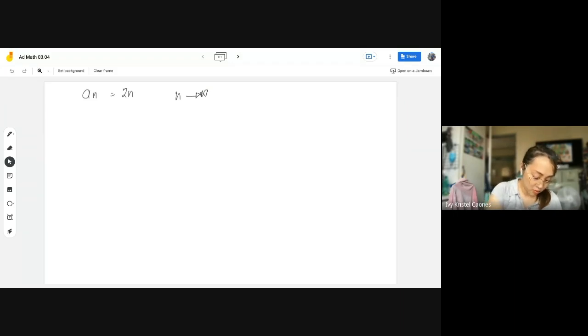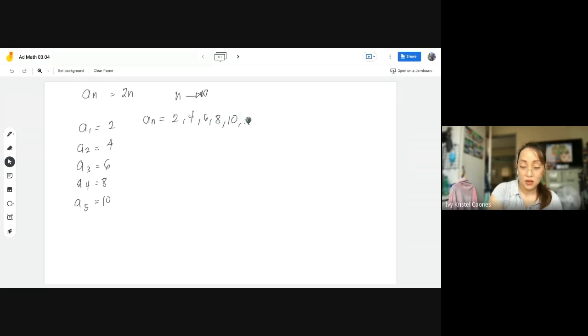So a sub 1 will be 2, a sub 2 will be 4, a sub 3 will be 6, a sub 4 will be 8, and a sub 5 equals 10. So your a sub n will be 2, 4, 6, 8, 10. So that is an infinite sequence. Therefore, your a sub infinity, of course, 2 times infinity is infinity. This is considered a sequence.